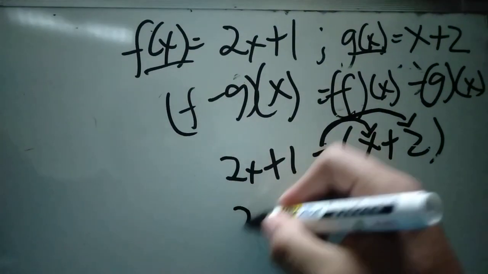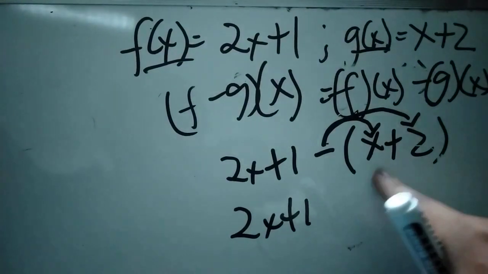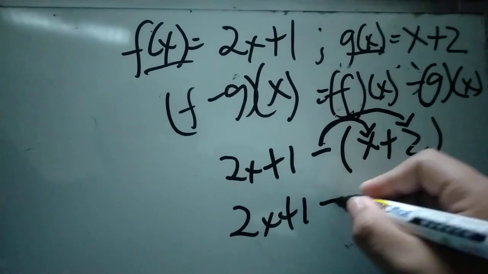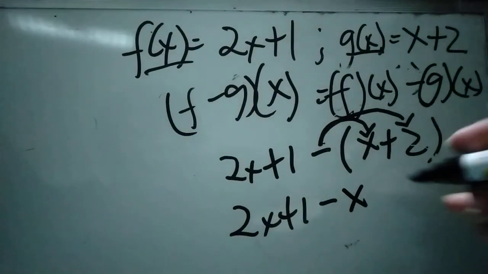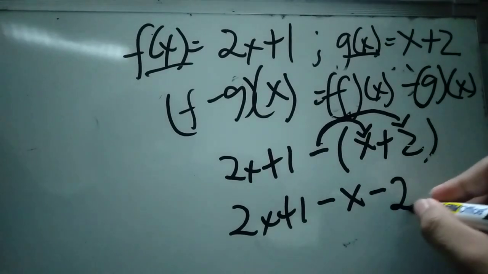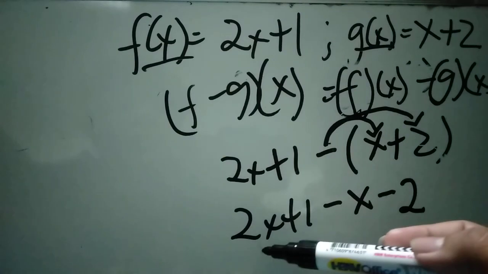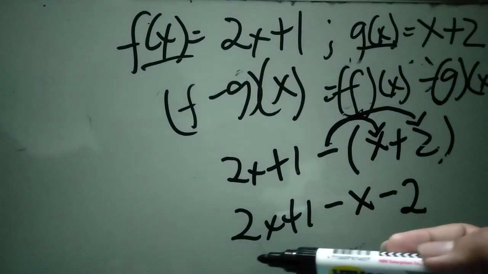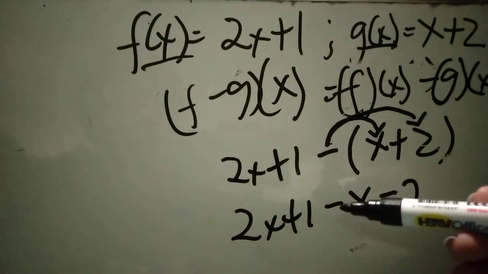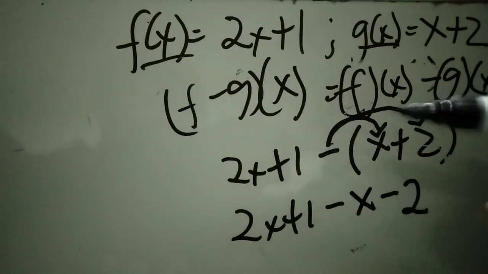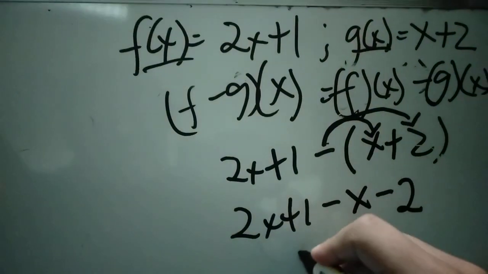Okay, so copy 2x plus 1. Now, negative times positive x, it's negative x. And then negative times positive 2 is negative 2. And then combining like terms, 2x minus x, dito kasi sa x, alam niyo naman sa math na may nakatagong 1 dito. So 2x minus x is simply x.